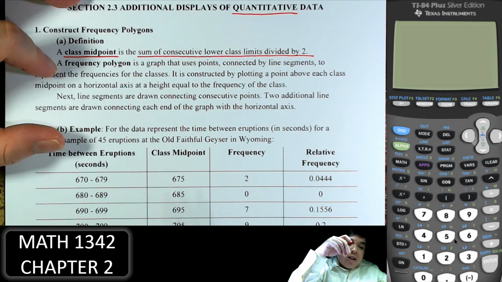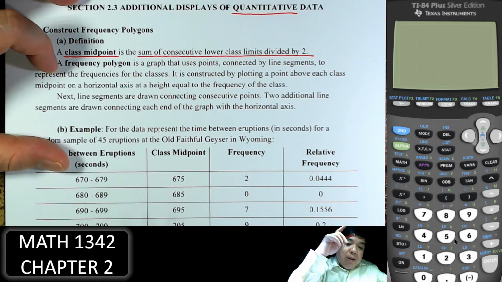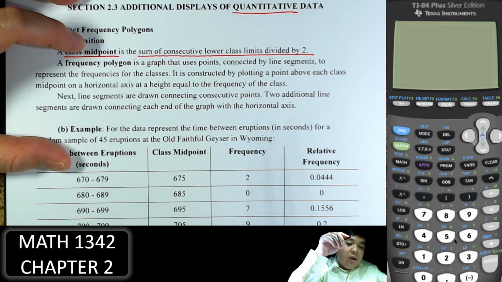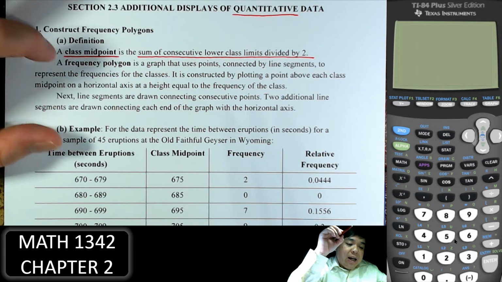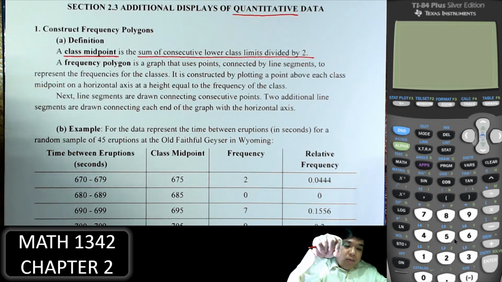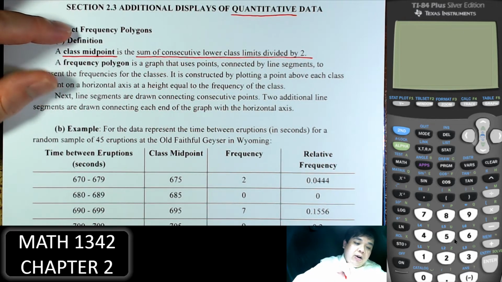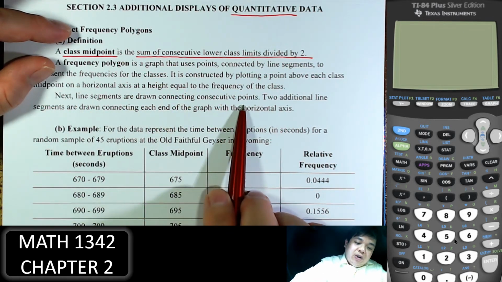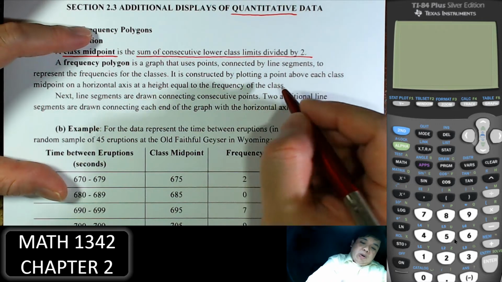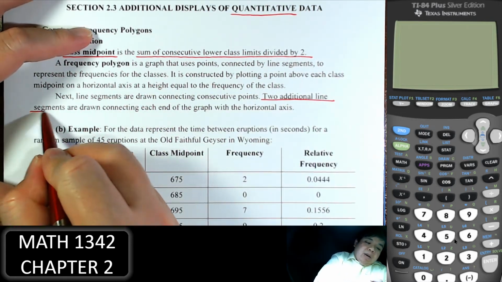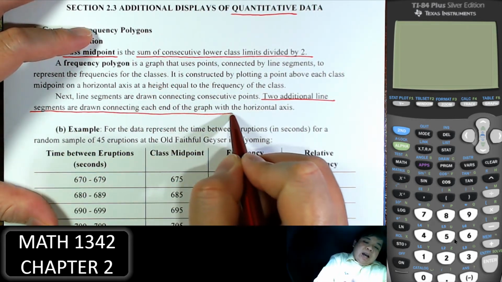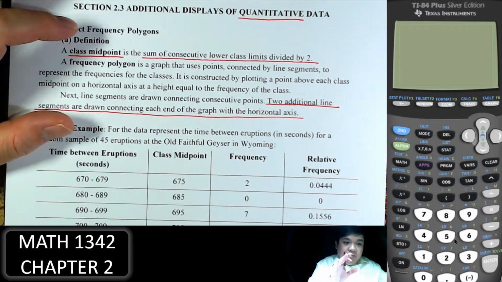A frequency polygon is a graph that uses the midpoints. We connect the midpoints, and then at the end we have to connect to the midpoint on the left and the right. I will tell you when we get there. Connect the consecutive points, and then two additional line segments are drawn connecting each end of the graph to the horizontal axis. So we have to focus on that.